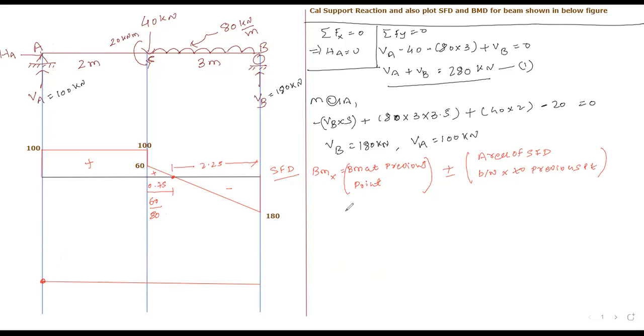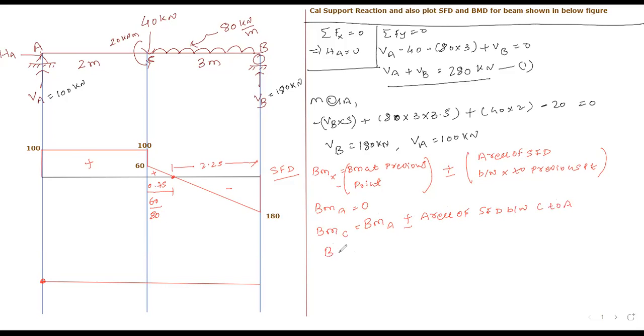Now the next point is bending moment at C. So I am writing here bending moment at A equals 0 directly. Bending moment at C. What is the previous point of C? A. So bending moment at A plus or minus. Now in this equation, X is a point where we are required to take the moment. So we need to replace X equal to C plus or minus area of shear force diagram between C to A. I hope it is clear to all of you.